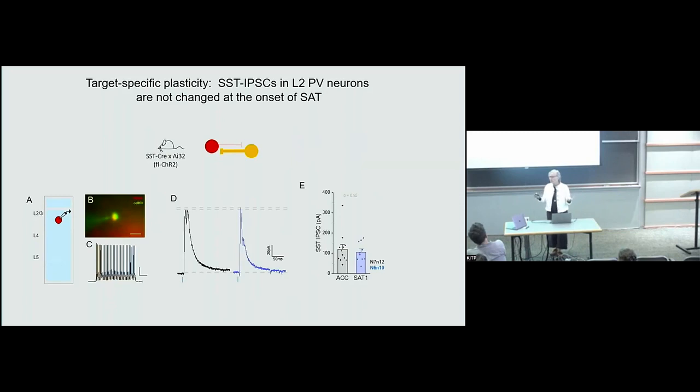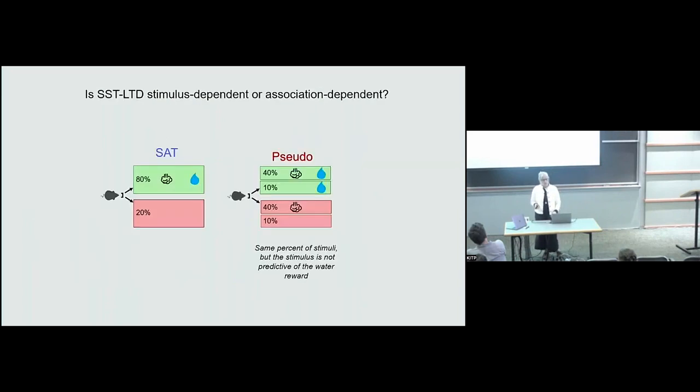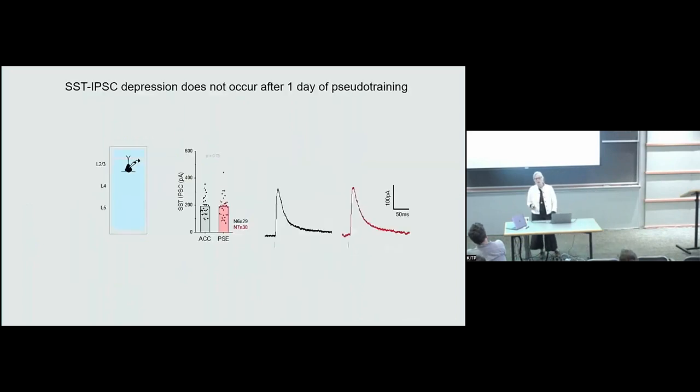Now we have this nice other assay, and that is pseudo training, right? So we now are going to decouple the stimulus and the reward, and we can look to see whether somatostatin inhibition is responding to that condition. Again, remember, we have pseudo training where we have the same number of stimuli, but they're decoupled from this reward. And what we see under those conditions is that somatostatin inhibition is not altered. So this has become a really useful way for us to tease apart what might be stimulus dependent and what might be contingency dependent. And what this indicates to us is that somatostatin cells can detect when there is that convergence of stimulus followed by reward information.